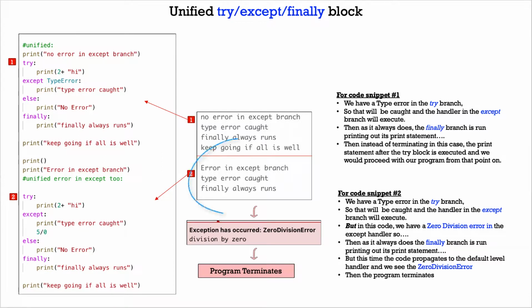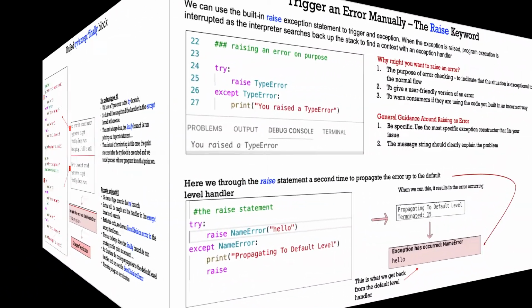So you see here in code number 2, the error in the except branch happens. Then we have type error was caught because there is a type error. Then we have finally always runs, and then it propagates up to the default handler. We get the division by 0 ugly error, and our program ceases. So that's the difference between these two when you want to use these try except finally blocks unified.